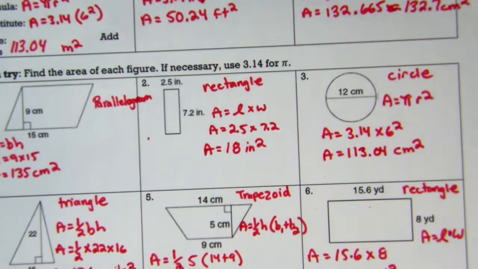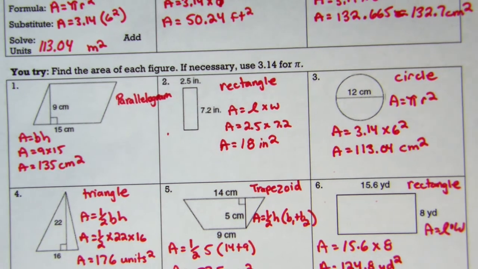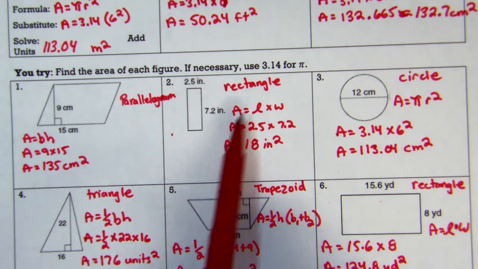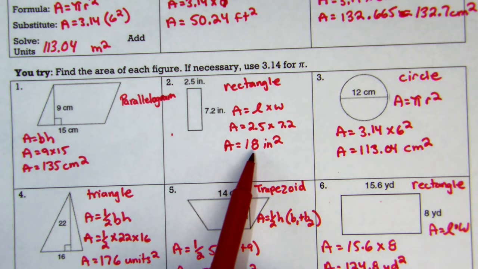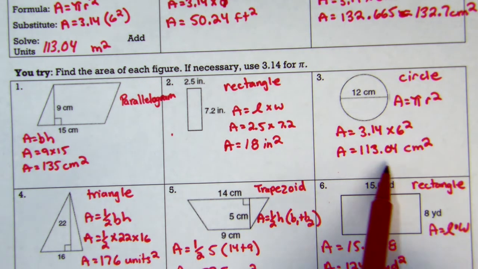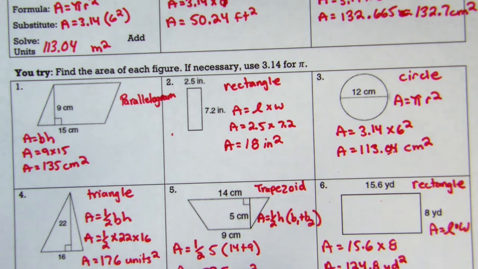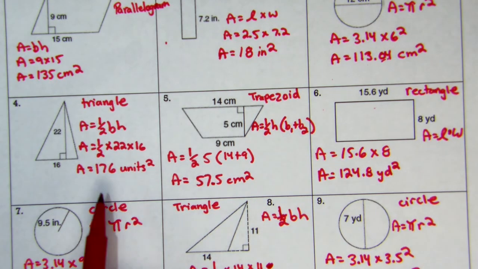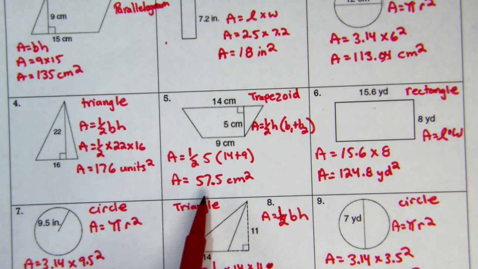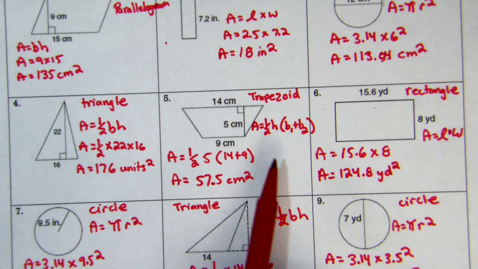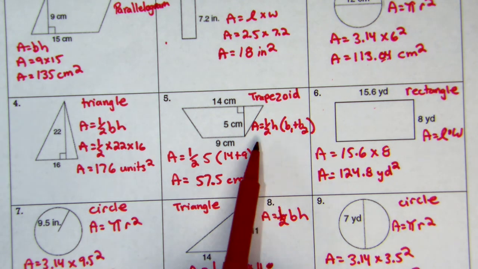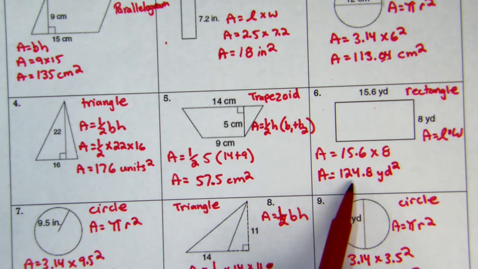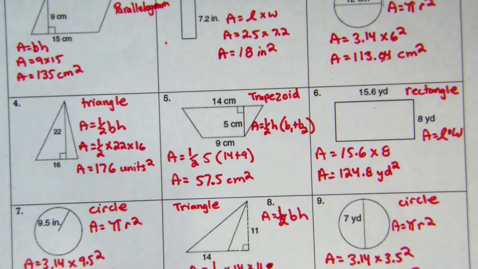Alright. Number 1, you should have written down parallelogram. Got an area of 135 centimeters squared. Number 2 is a rectangle, 18 inches squared. Number 3 was a circle, 113.04 centimeters squared. Number 4 is a triangle, 176 units squared. Number 5 was a trapezoid. Make sure you use the correct equation for that one. It's 57.5 centimeters squared. Number 6 was a rectangle, 124.8 yards squared.